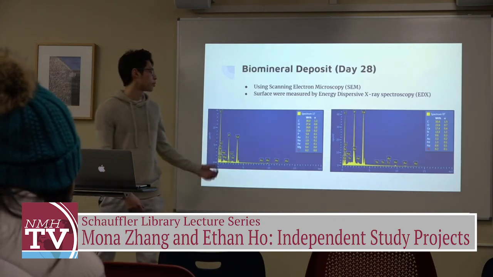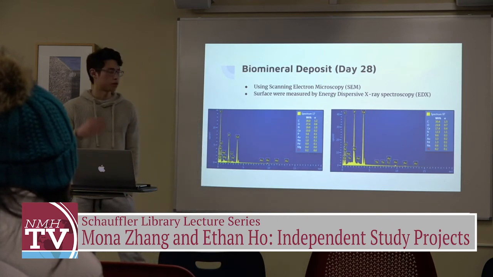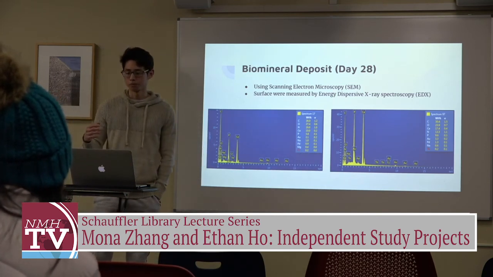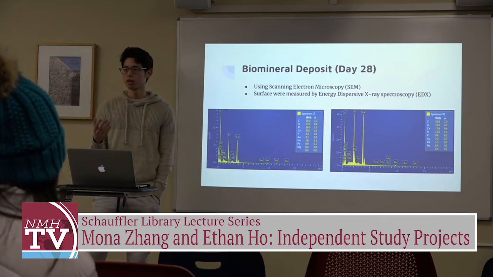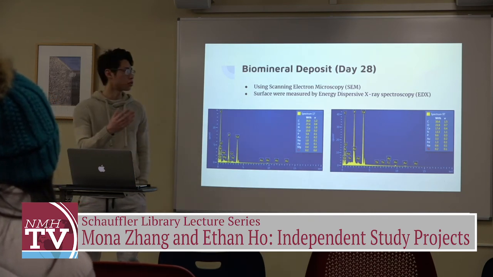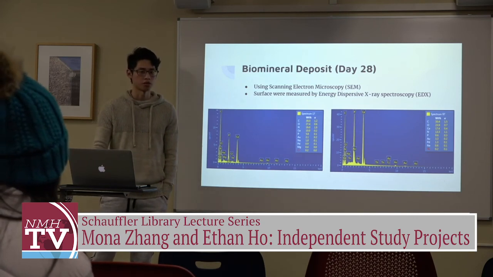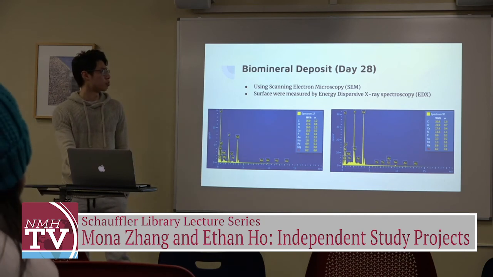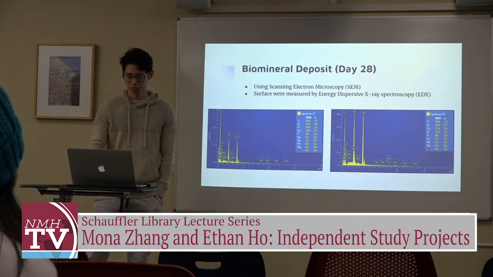So interestingly, the one on the left is 50 again, and the one on the right is 150. And with the higher extrusion speed, there's more calcium and phosphorus on the scaffolds, which means it differentiates into bone cells more because of the calcium and phosphorus. So that's a good marker for how well the cells differentiate into different cells.